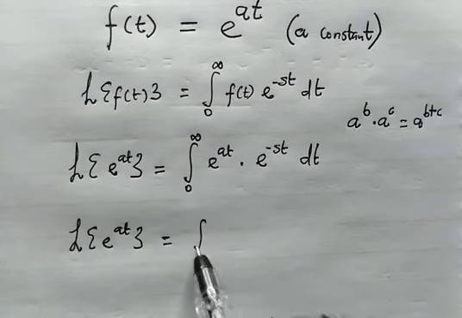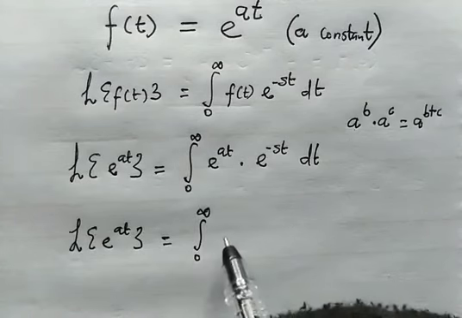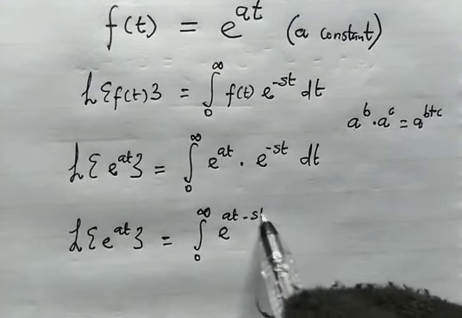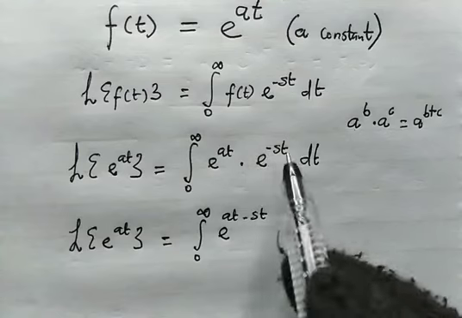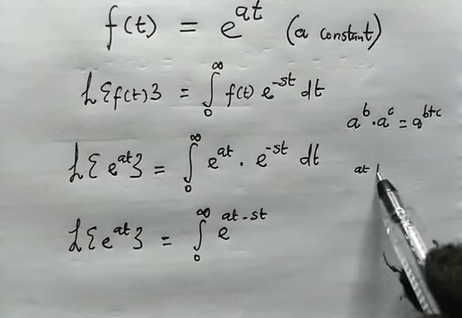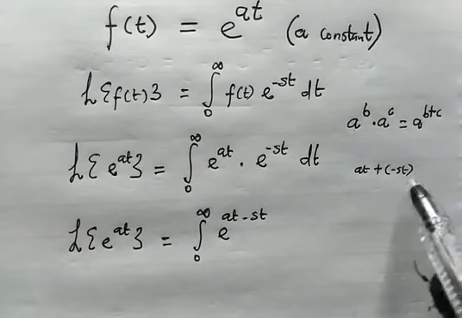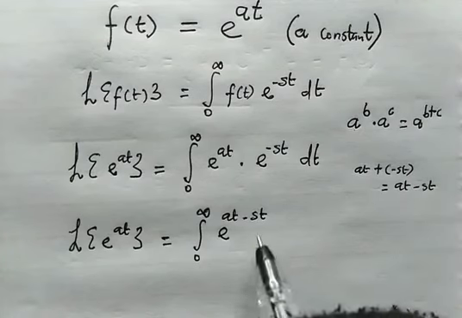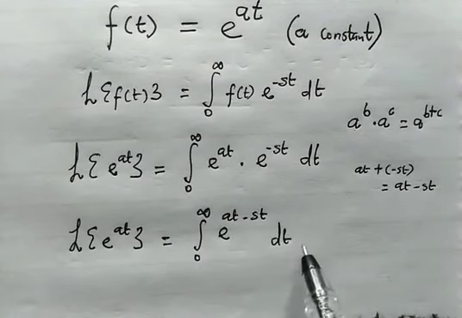So here we get the Laplace transform of e to the power of at is equal to the integral from 0 to infinity of e raised to the power of at minus st. You know, we are adding the powers here, that is at plus negative st, which simplifies to at minus st, right? So here we have dt.